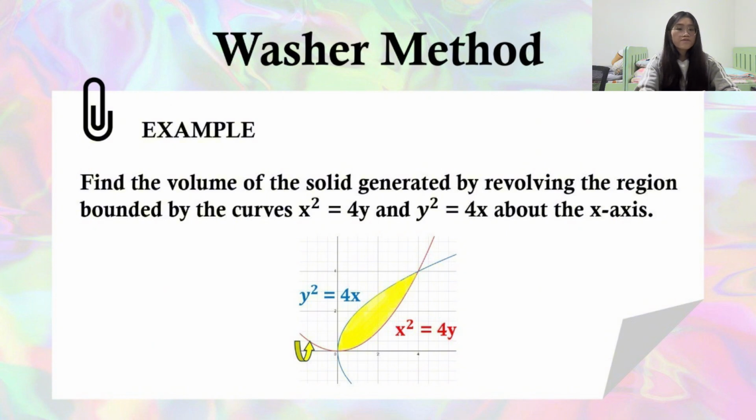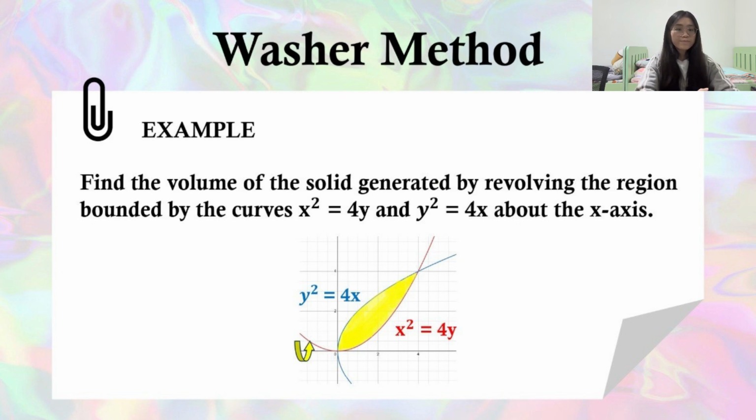Find the volume of the solid generated by revolving the region bounded by the curves x squared equals 4y and y squared equals 4x about the x-axis. You can refer to the graph illustrated. The yellow shaded region is the region that we need to find its volume.